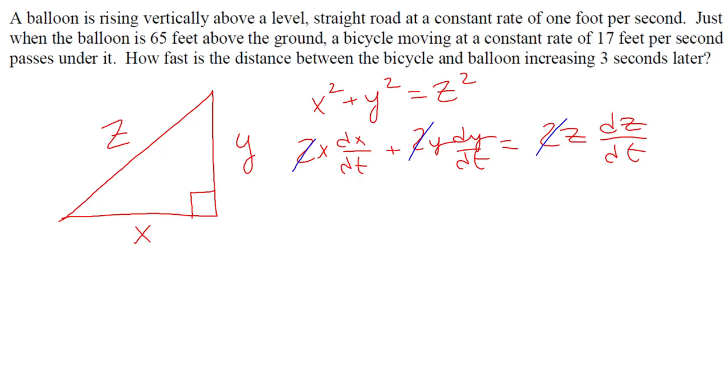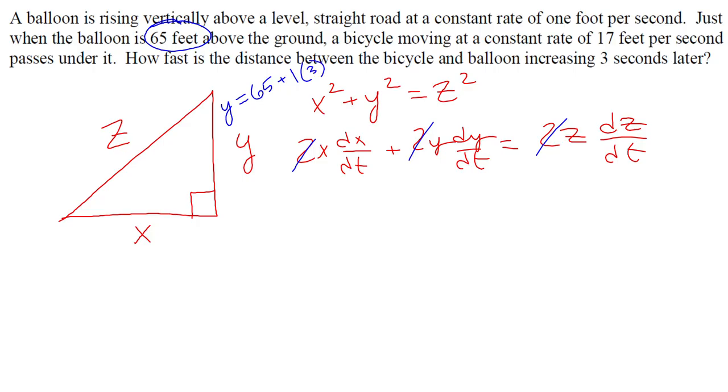And we're actually kind of given almost all of these things right off the bat. Right? The balloon is rising at 1 foot per second. So if it's rising at 1 foot per second, and it's already 65 feet above the ground, right? Well, this height of y is just going to be 65 plus the 1 foot per second times the 3 seconds later that we're interested in.